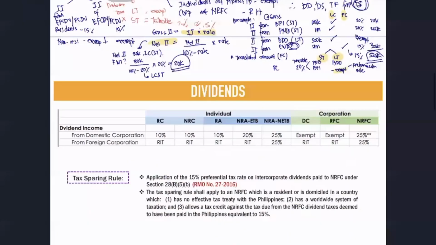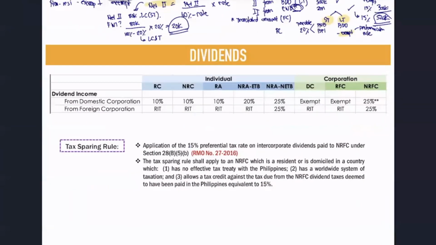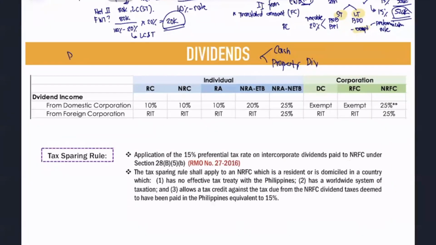Now let's go to your dividends. So for dividends, these are normally distributions made by a corporation from earnings payable to your shareholders. This can be in money or property. So pwedeng cash dividend yan, pwedeng property dividend yan. But take note, this should be a dividend out of earnings. Galing sa earnings natin, kaya nagkaroon tayo ng dividend.